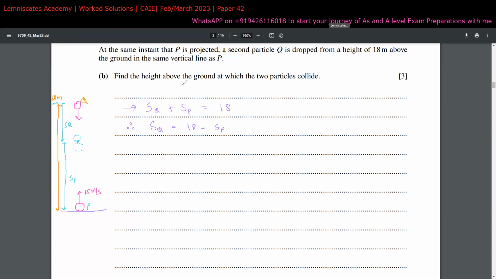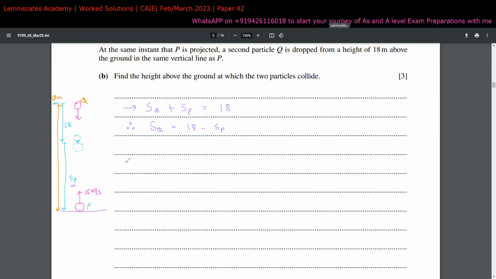Now we have to find the height above the ground at which two particles collide. So basically we have to find the SP height. That's the main question. What's the height of SP? And let's see how we can do it. So first of all, let's try to get the equations of SP and SQ if it's required.